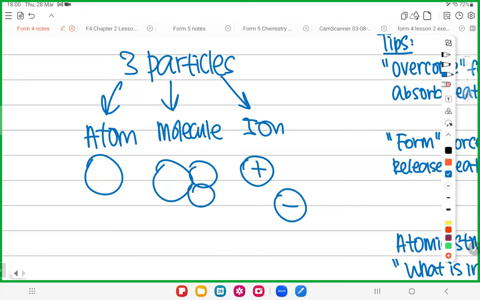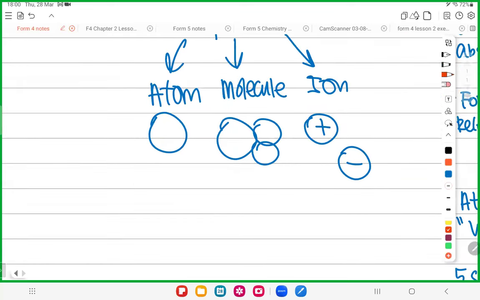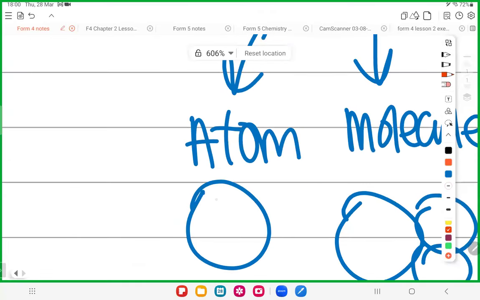So now what we want to learn, we want to go further. We want to zoom in on this atom. Inside the atom, what do we have? This is what we want to learn today.